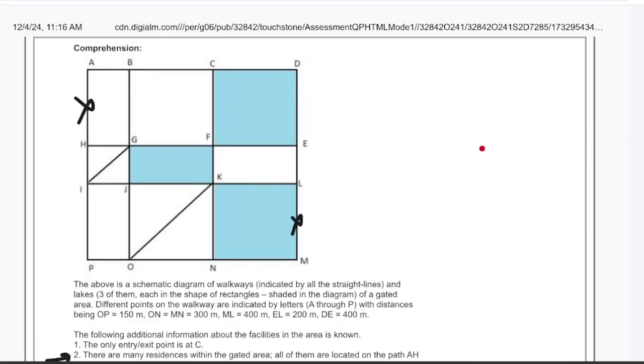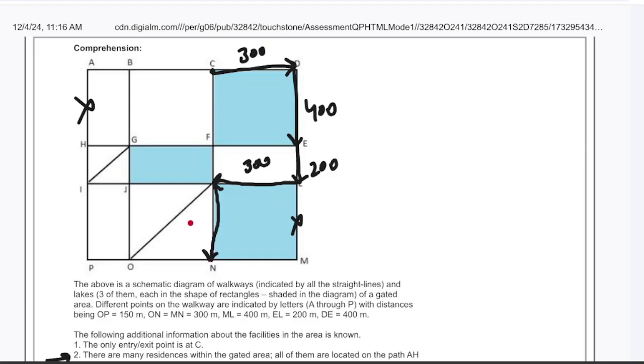Let's start making it. From C, if I start, let's go towards this side. This is 300. Then I'll go here. This is 400. I'll come down to L. That is again 200. Now I'll not go to L to M because that is a residential area. I'll go this place. That is again 300. Let's come back. That is 400.